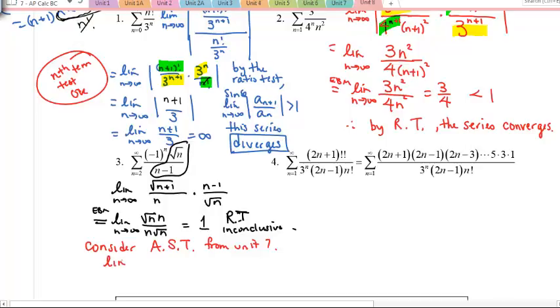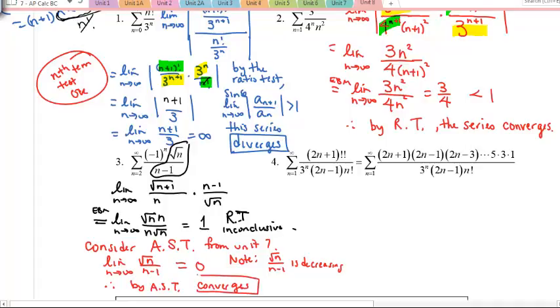And I will ask you to just quickly do this for me then. Remember the alternating series test like this. If I were to plug in infinity, I think you would get 0. Okay. Note also that I should have also said that root n over n minus 1 is decreasing always. So therefore, by the alternating series test, we know this converges. Okie dokie.